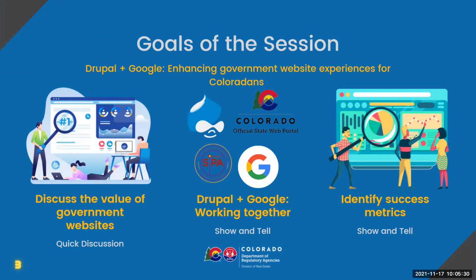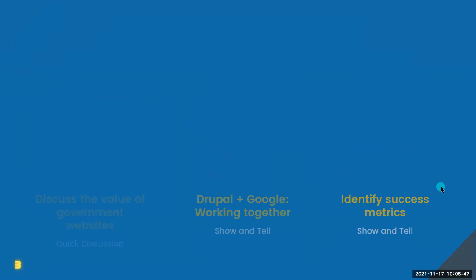Then we're going to talk about Drupal and Google, as we stated earlier, and how it works together at the Division of Real Estate over at DORA, and then identify success metrics and show it as a show and tell. And so I'll show you how we're seeing success with what we're doing with our websites.